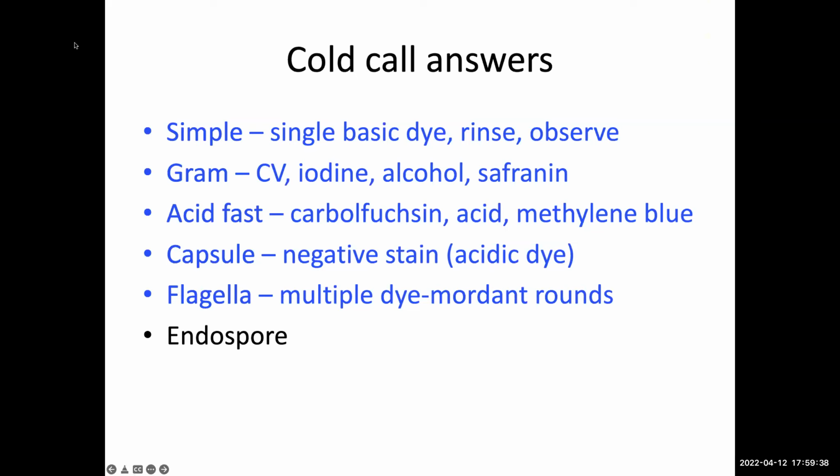Is the counterstain pink by any chance? The counterstain is safranin. Yeah. And I couldn't quite hear what you said. So if that's what you said, then you're right.